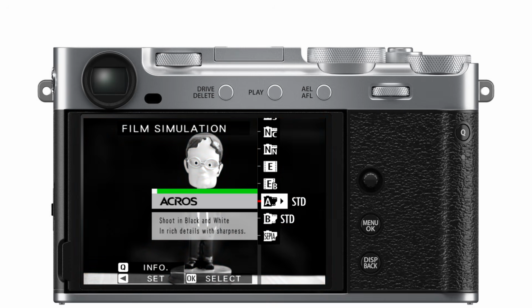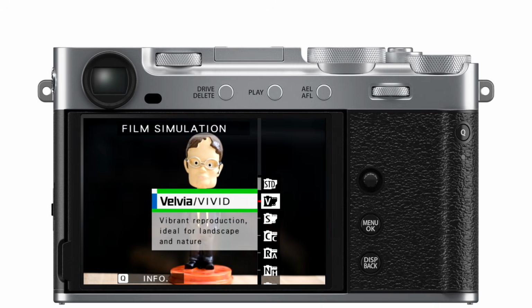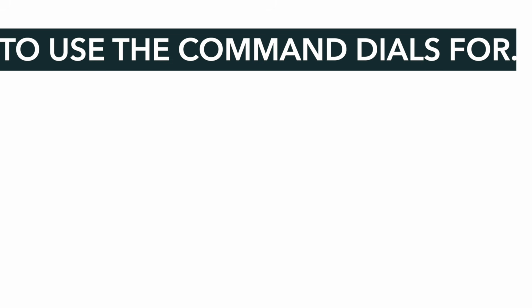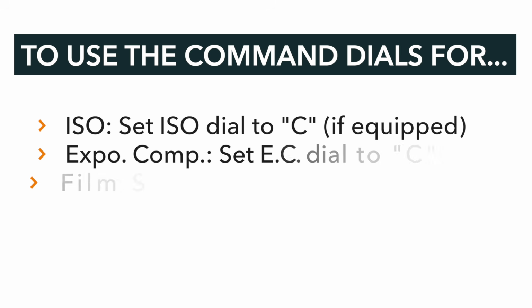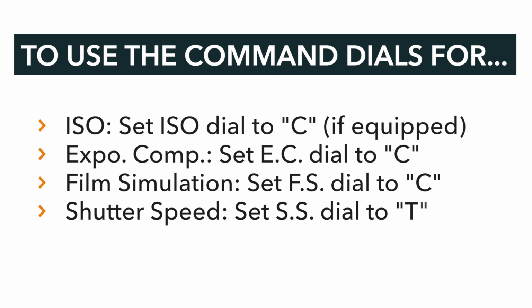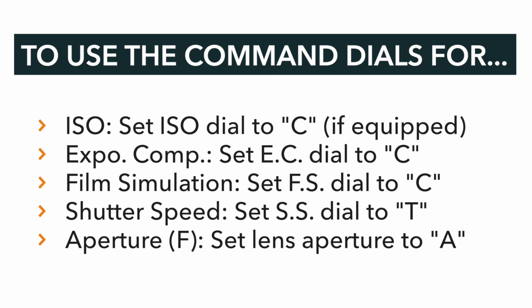So those three dials, if you have them, whatever position they're in is going to override the front command dial unless they are set to C for the front command dial. And then for the shutter speed dial, that needs to be set to T, and the aperture ring or switch needs to be set to A. That's the quick summary of where all of those controls need to be in order to use the front command dial to change them.